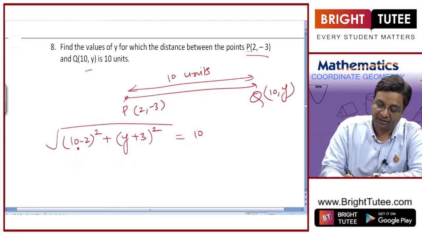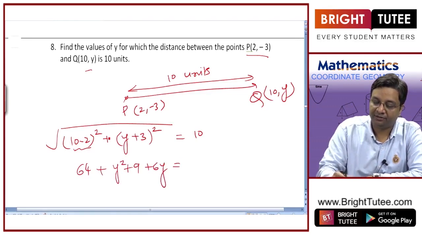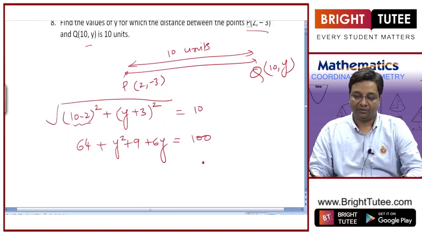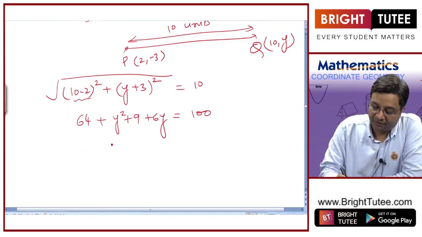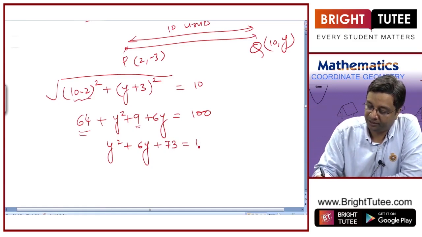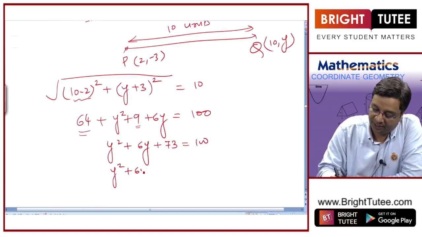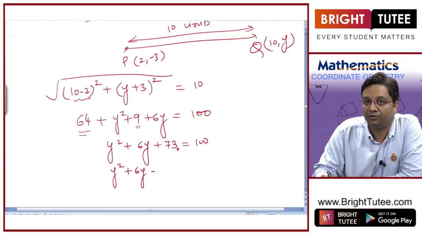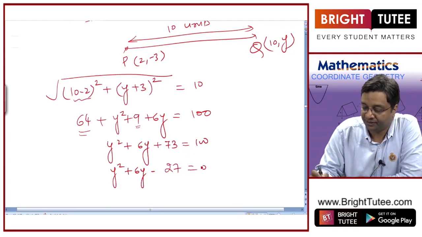When I square both sides and calculate this, this is 8 squared, 64, plus y squared plus 9 plus 6y, right? And I squared this, so remove the radical sign and write 100 here, right? So now y squared plus 6y, and how much is 64 plus 9? It is equal to 73, which equals 100. So y squared plus 6y minus what? How much is 100 minus 73? It is equal to 27. So minus 27 equals 0.